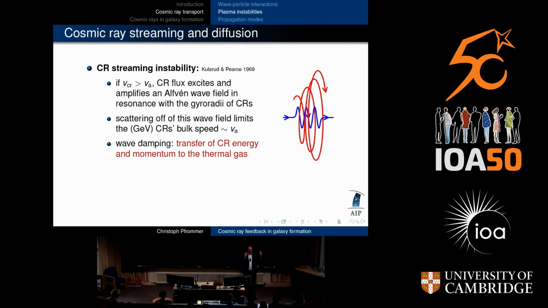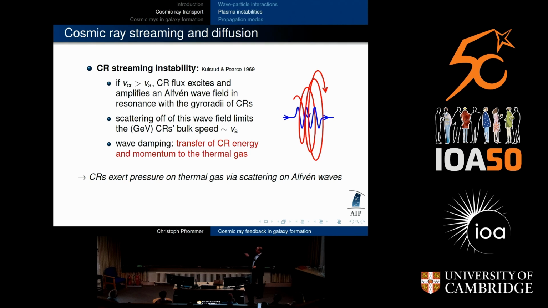You start with cosmic ray energy. This is deposited into Alfvén waves. These are damped and heat the thermal gas. At the same time, they're slowing down the cosmic rays. And this is exactly how your collisionless particles interact with the ambient gas.